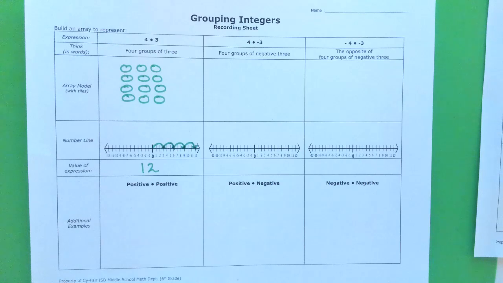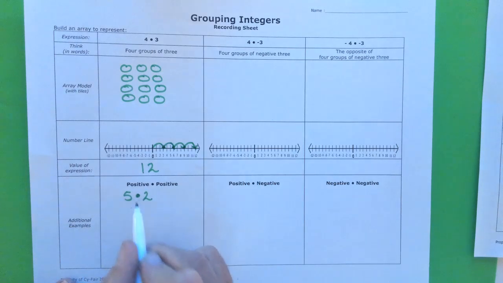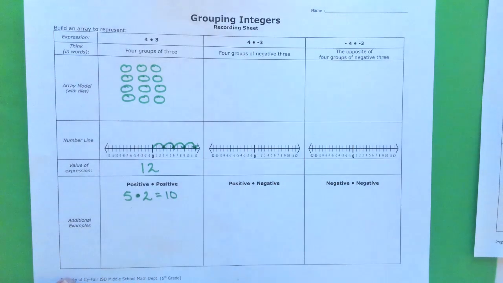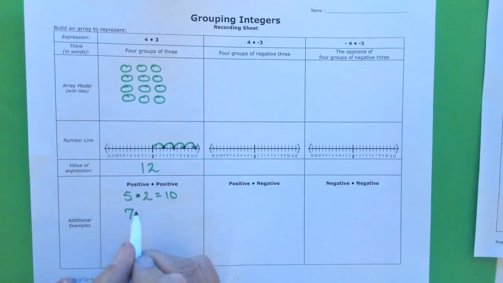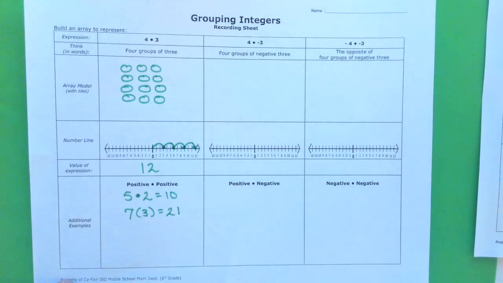Now, other additional examples of a positive times a positive could be like 5 times 2. Remember, the dot is another form of multiplication, and that gives us 10. We could also use parentheses. 7(3) equals my favorite number, 21. Or say you got like 100 times 9, you can also still see the x. 100 times 9 equals 900. All examples of positives times positives.